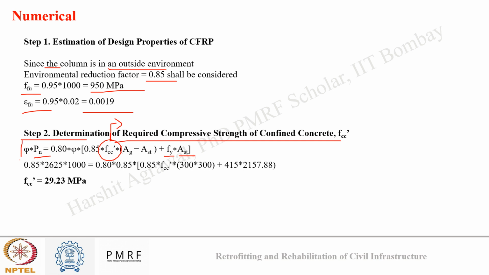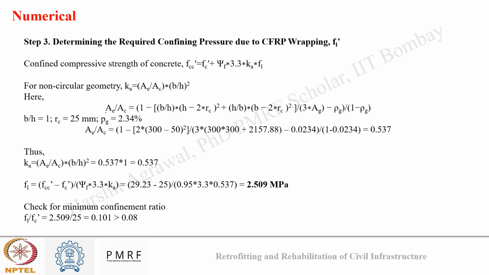By this initial equation, knowing all the other values, I will calculate the f'cc, that is the required compressive strength of confined concrete. Substituting all the values, I will get f'cc value as 29.23. This is the compressive strength that I require from the confined concrete. To get this, there are two factors that contribute: one is the concrete and one is the FRP that I have wrapped around. Now I need to determine the required confining pressure, that is fl.